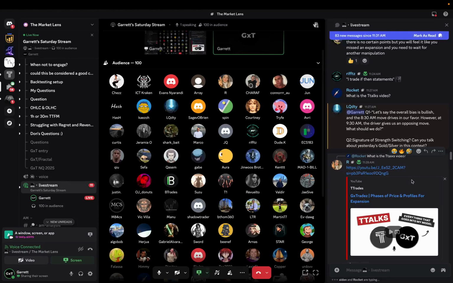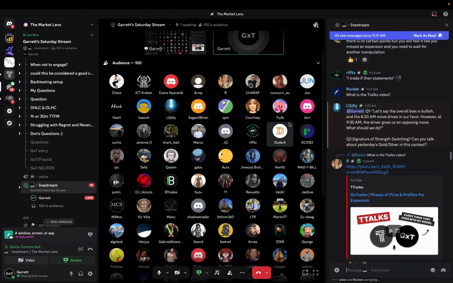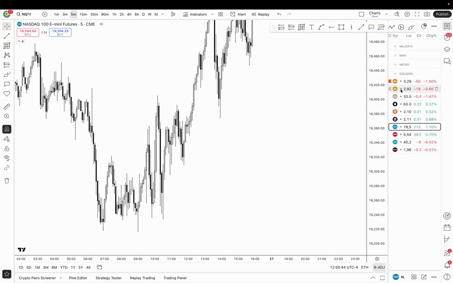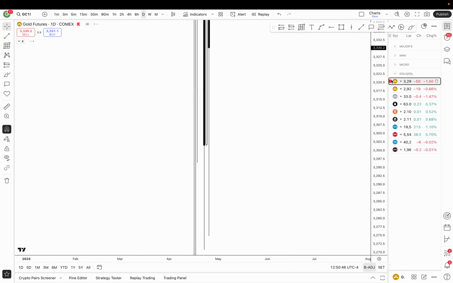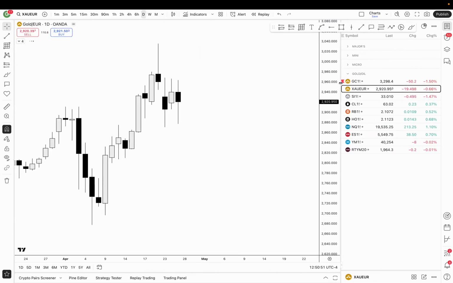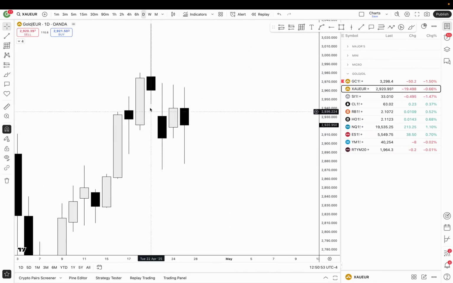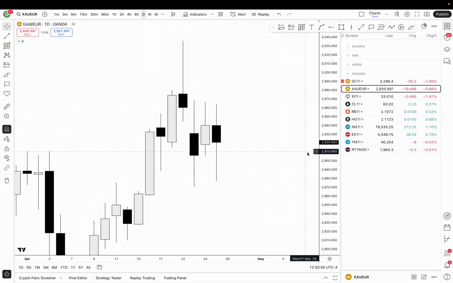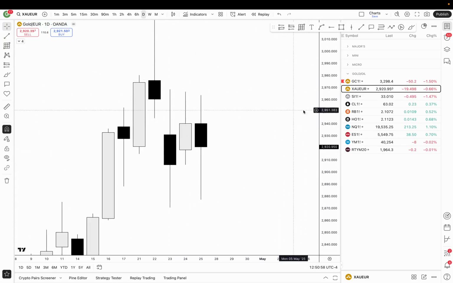Signature of strength switching. Can you talk about that? Yeah, I can talk about that a little bit. So if you go on gold here, when you think about framing trades, we're always looking at other assets, correlated assets, ideally within a triad. The triad for gold is obviously silver, but it's also XAU euro. For oil, it's RB and HO. And for indices, it's NQ, ES, and YM ideally.